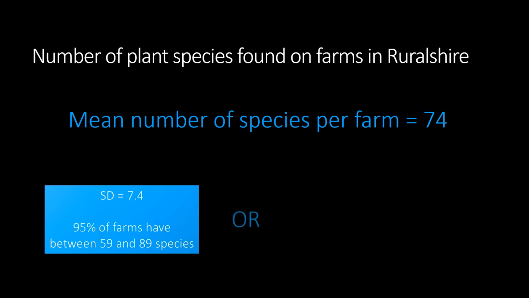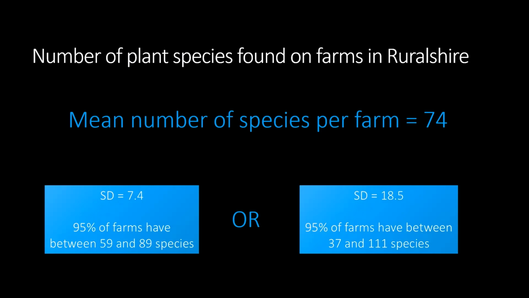Now let's look at another scenario. In this case, the standard deviation is much bigger, 18.5. In that scenario, although the mean is the same, I now know, because of the standard deviation, that 95% of the farms have got somewhere between 37 and 111 species. Now, that puts a completely different complexion on things, because if you've got 37, and of course a few will have less, that doesn't sound very good, especially compared to 111 or so.